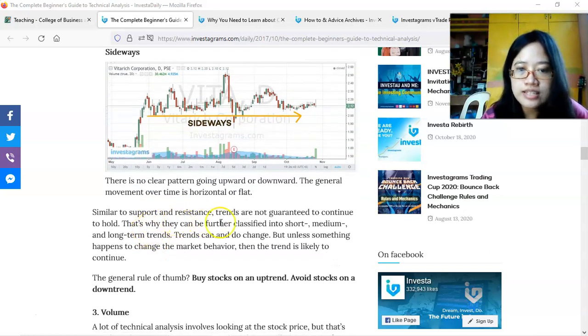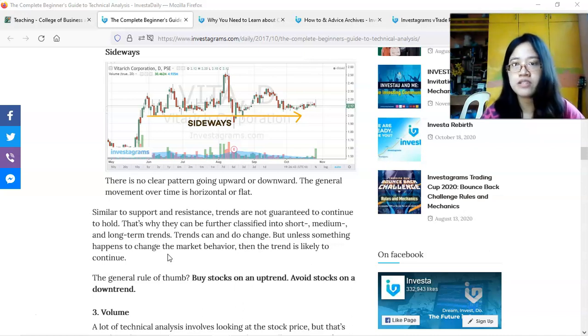Similar to support and resistance, trends are not guaranteed to continue to hold. So, that's why they can be further classified into short, medium, and long-term trends. Trends can and do change, but unless something happens to change the market behavior, then the trend is likely to continue. Okay, so bibihira naman yung mga certain situations that could upset or disrupt the trends.